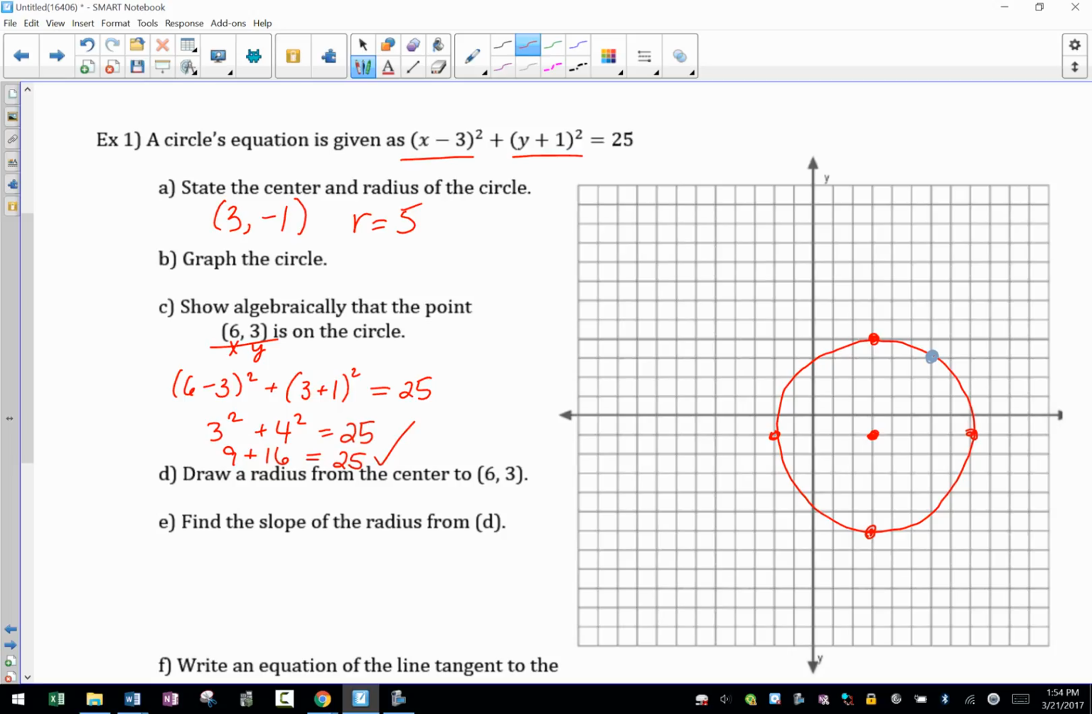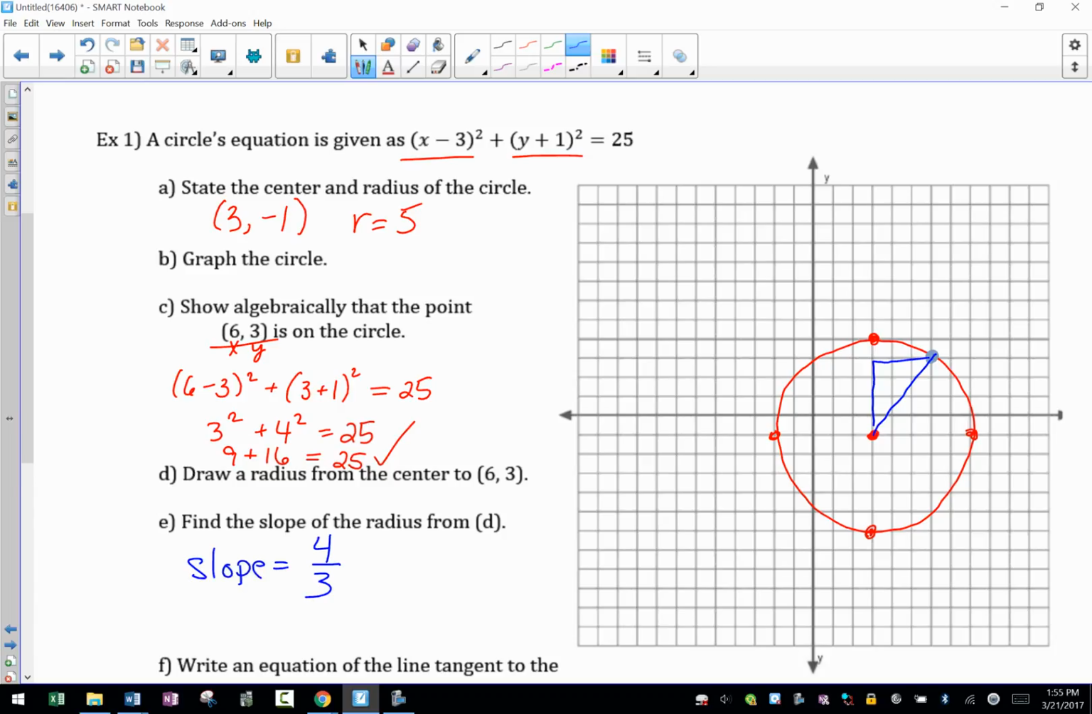Okay, then it says draw a radius from the center to the point (6, 3). Okay, done. Find the slope of that radius. Okay, so my slope is, I went up 1, 2, 3, 4 over 3. So my slope is 4/3.